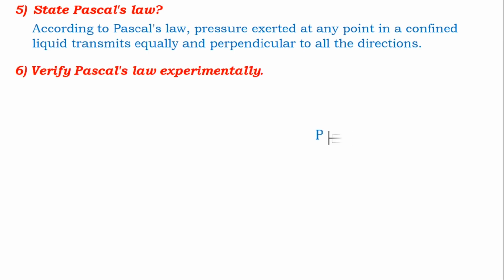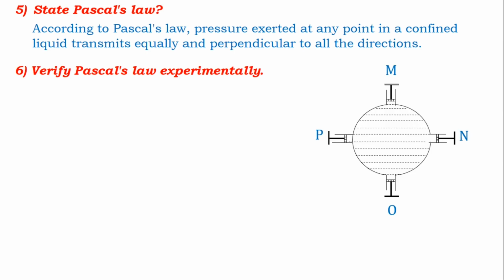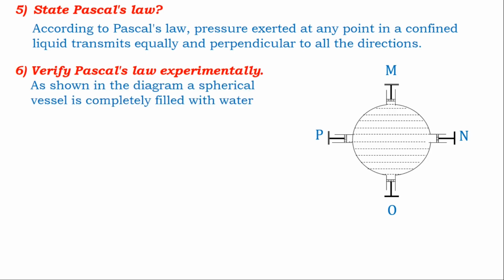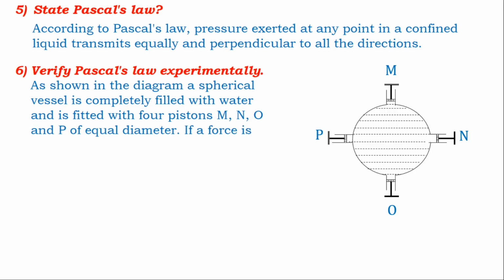Verify Pascal's law experimentally. We can verify Pascal's law experimentally with the help of this device, and we have to draw this diagram in the examination also. As shown in the diagram, a spherical vessel is completely filled with water and is fitted with 4 pistons M, N, O and P, of equal diameter. All of them have the same diameter.